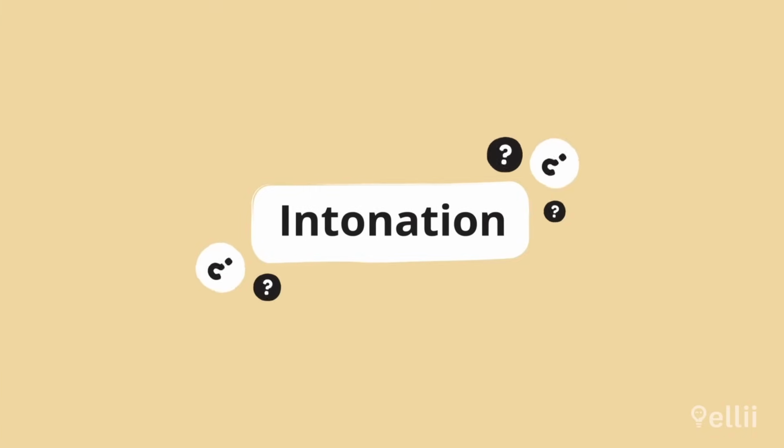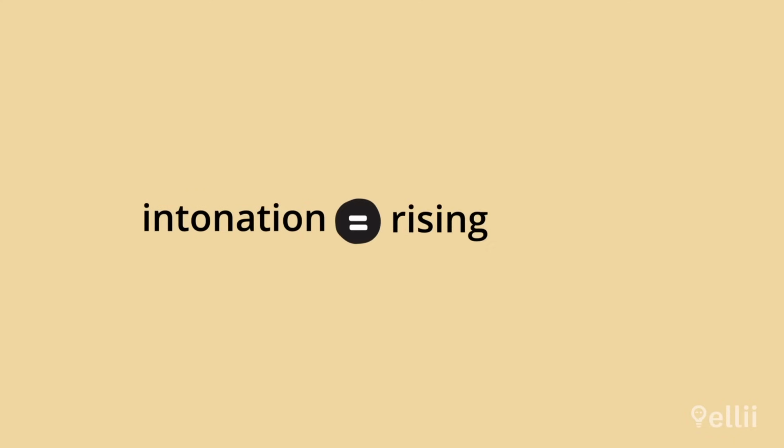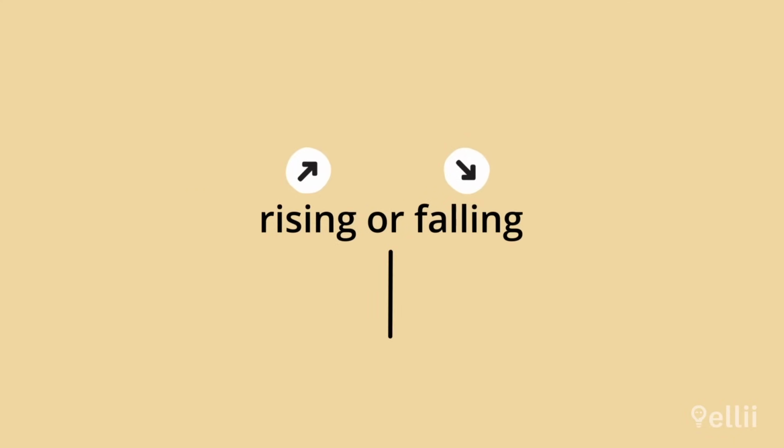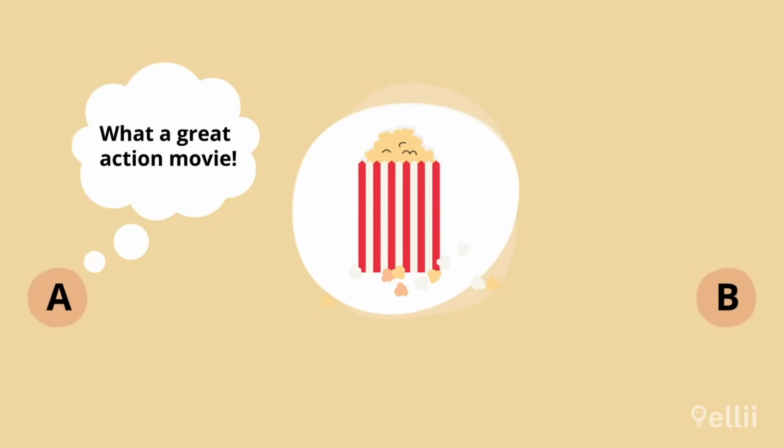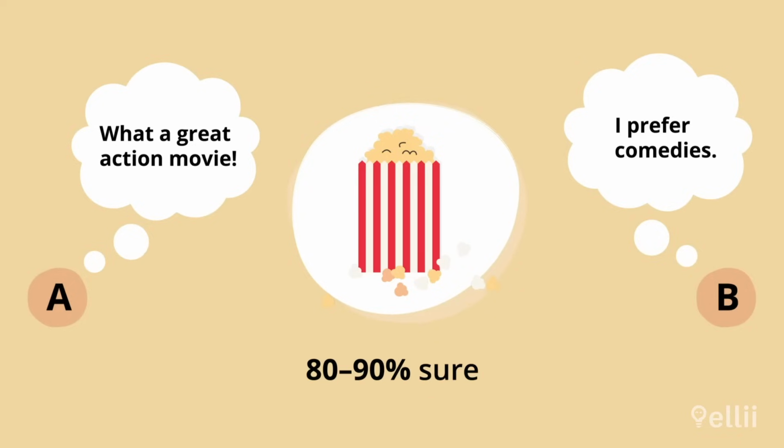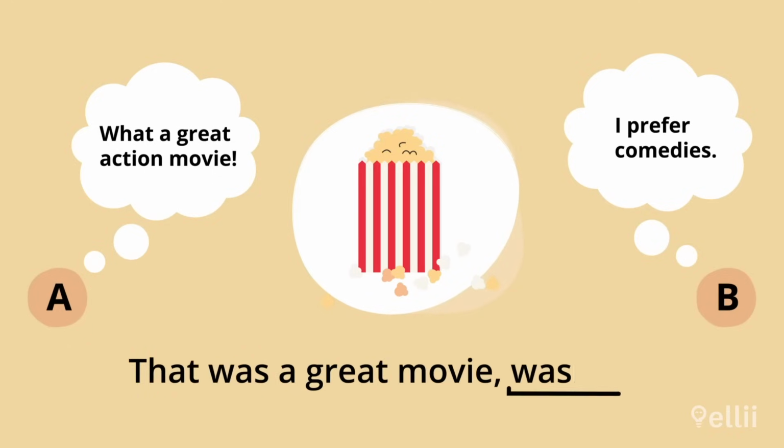What is intonation? Intonation refers to the rising or falling sound of someone's voice. For tag questions, we use rising intonation in the tag when we are about 80 to 90% sure that someone will agree with us. We use falling intonation in the tag when we are about 95% sure that someone will agree with us. For example, if my friend and I watched a really good action movie, but I know my friend prefers comedies, then I'm only about 80 to 90% sure that my friend will agree with me. In this case, I would use rising intonation. I would say, "That was a great movie, wasn't it?"